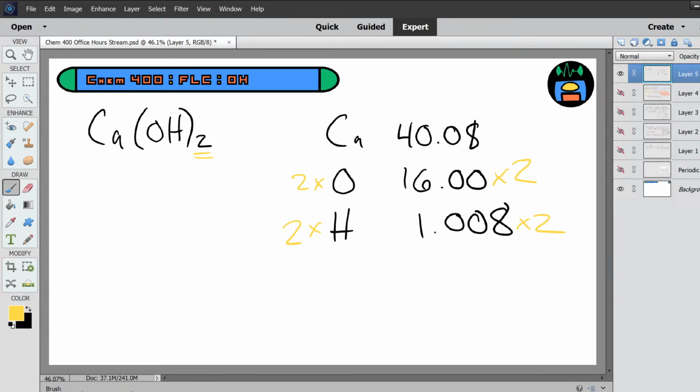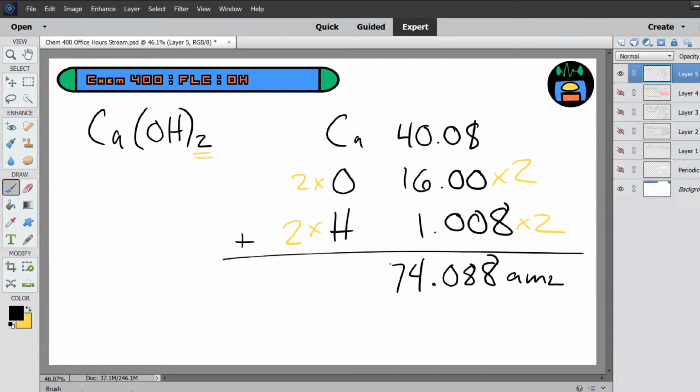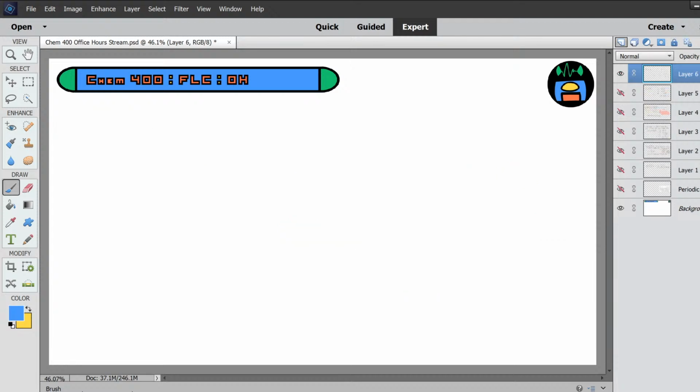Yeah, man. Anytime. So calcium hydroxide would have a molecular weight of 74.088 AMU, but then we would round, or put a mark to remind ourselves that the last significant digit is in the hundredths place. All right.